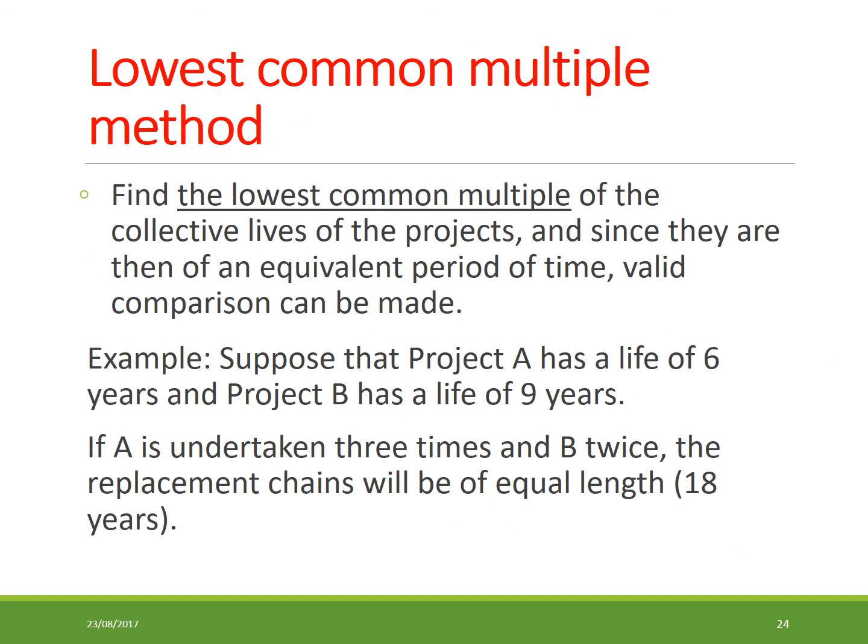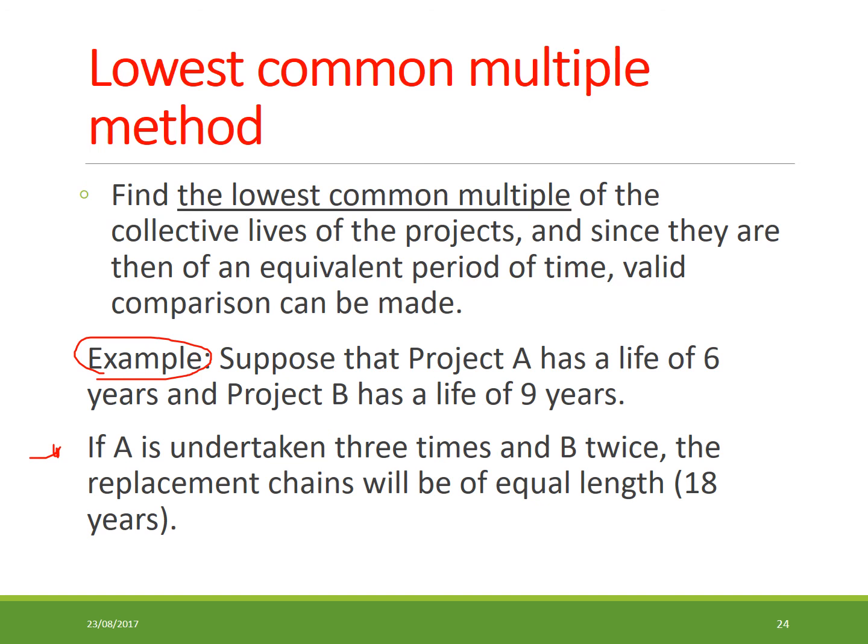Okay. So as we mentioned before, with the lowest common multiple method, we first find the lowest common multiple of the projects, and then we simply repeat the projects until we reach the lowest common multiple, right? So in this case, we have an example where project A has 6 years and project B has 9 years, right? So the lowest common multiple for these projects is 18, yeah?